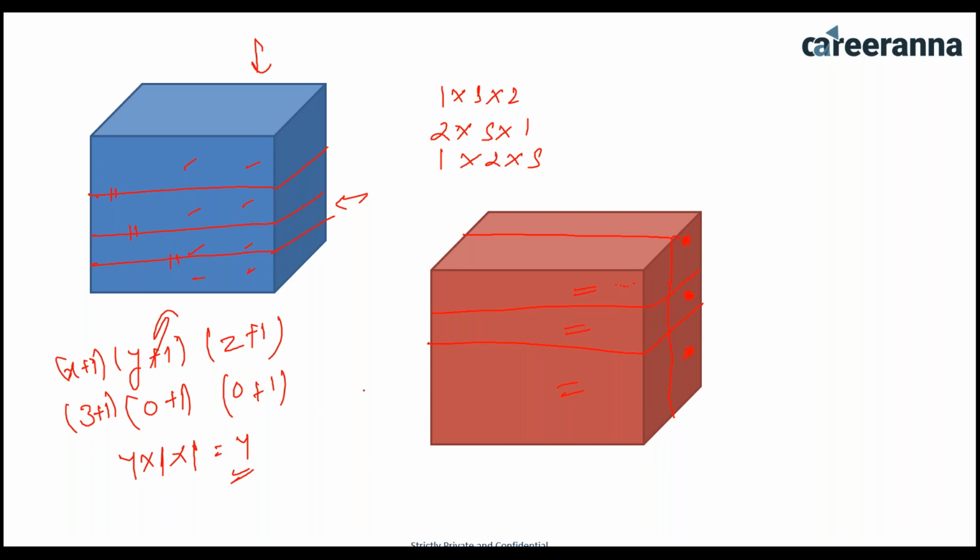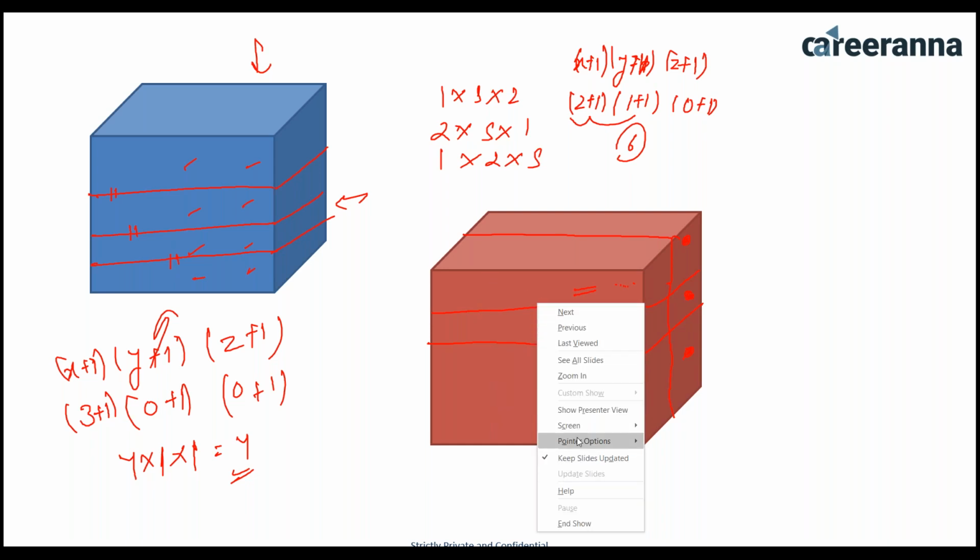Also, I can use the formula. The formula was x plus 1, y plus 1, z plus 1. Okay, the value of x is 2 plus 1. X plus 1 will be 2 plus 1. Y is 1 plus 1, and z is 0 plus 1. So it will be 3 multiplied by 2, that is 6.